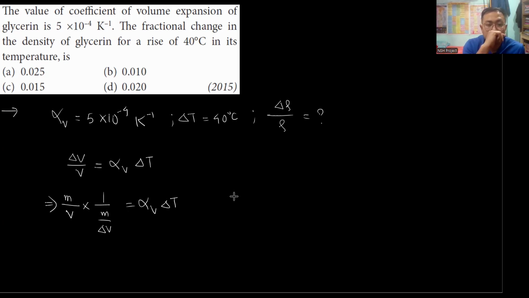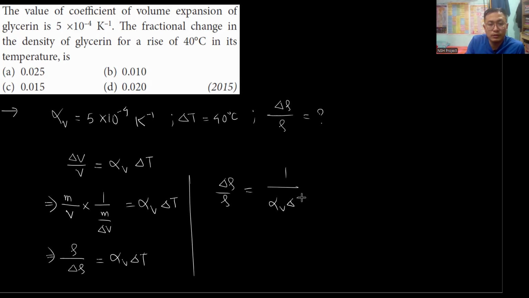Now delta rho. M is mass, density changes, mass does not change, volume changes. So density change: rho is m by v. Delta rho is equal to alpha v delta t. So delta rho by rho is equal to alpha v delta t, which is equal to 1 by alpha v, which is 5 into 10 to the power 4.